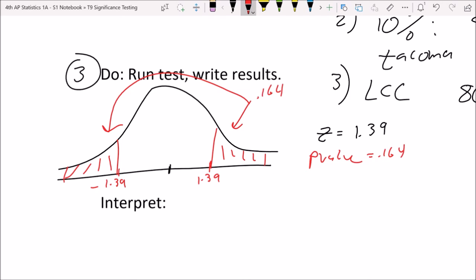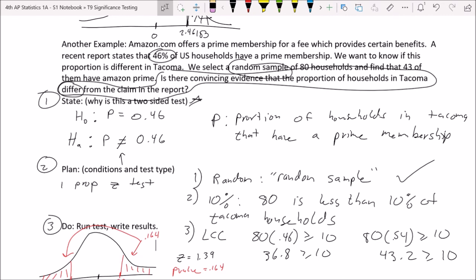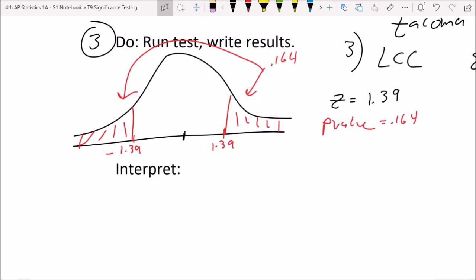Okay, so 3 is done. Let's interpret that result. Now I want to go back. Did they give us a significance level? Did they tell us alpha in this question? They didn't. That's okay. If they don't tell us alpha, we are going to make an assumption that they want us to use 0.05 for alpha.